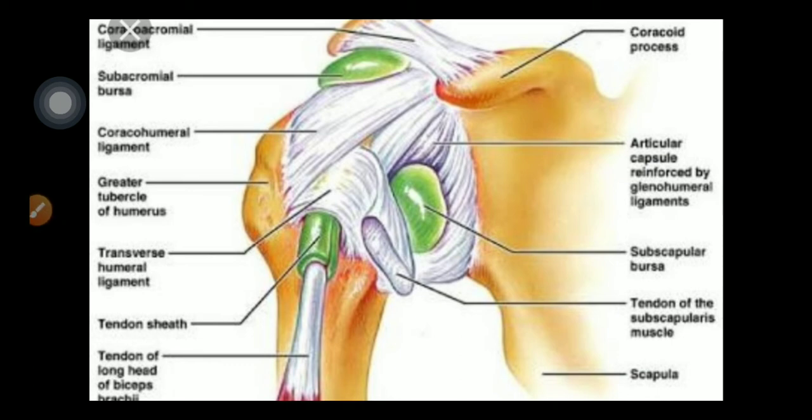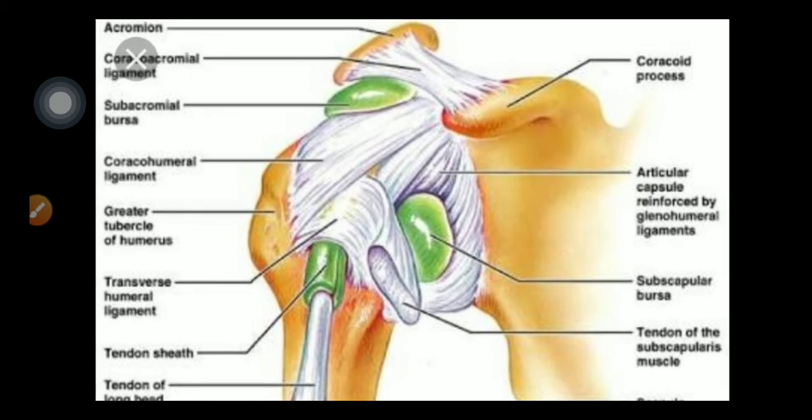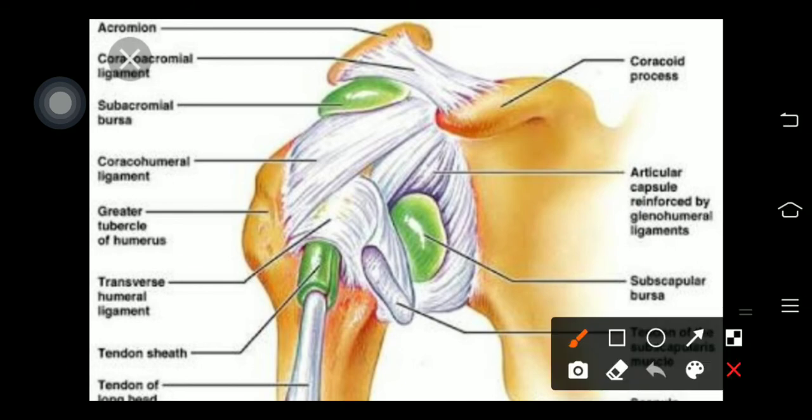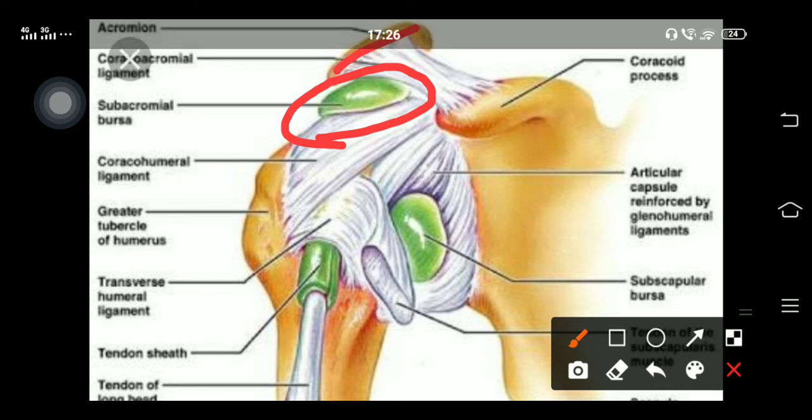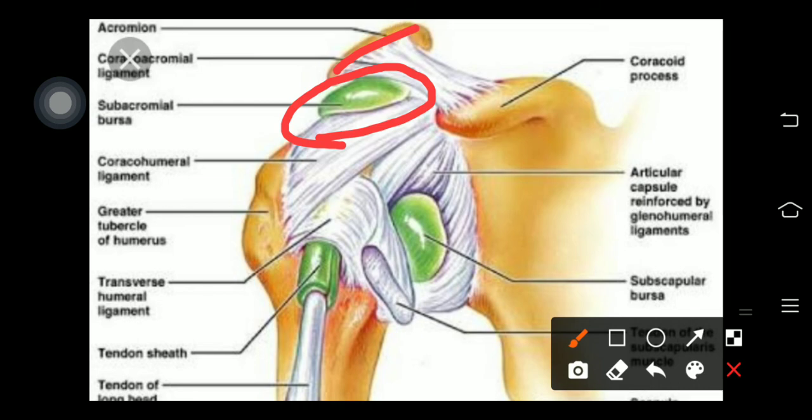Now the next bursa we are going to see is the subacromial bursa, which is a very important bursa. Subacromial bursa means definitely it is below the acromion, right? So this is the acromion process. Below that you can see the subacromial bursa. Below the acromion process and the coracoacromial ligament lies the subacromial bursa.